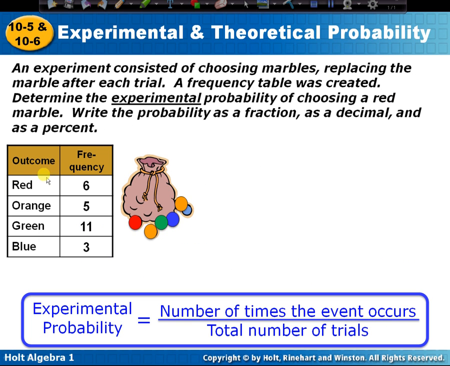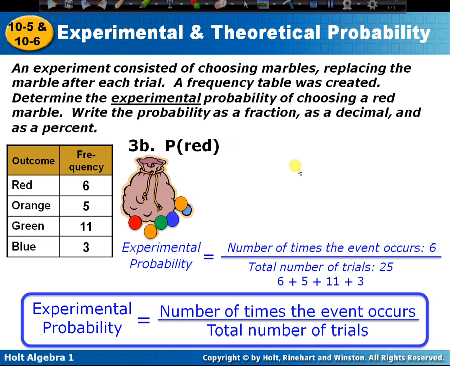Now I want you to copy the table of experimental data. Red equals 6, orange 5, green 11, and blue 3. So red 6, orange 5, green 11, and blue 3. So now we're going to look at the experimental probability of choosing red. So the experiment has been conducted.